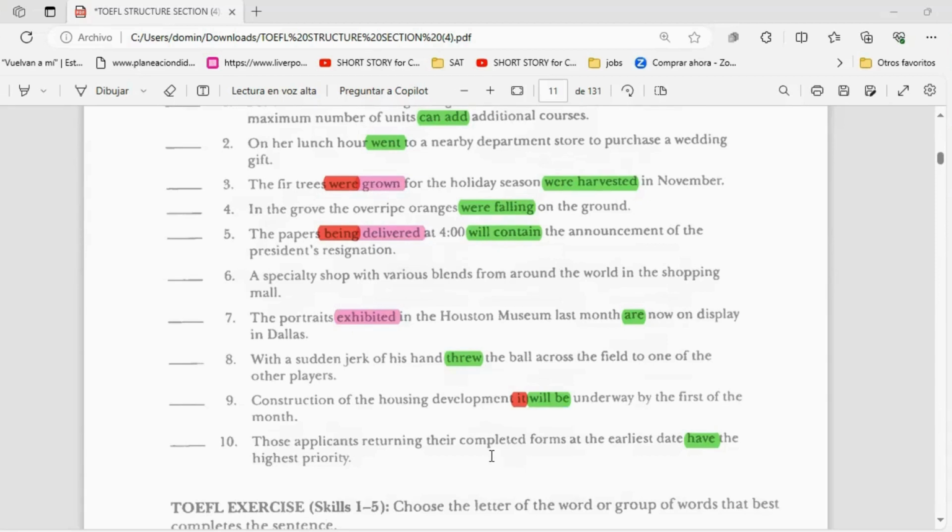And finally, those applicants returning the completed forms at the earliest date have. All of these before have is the subject, have is a verb, and the highest priority is a predicate.